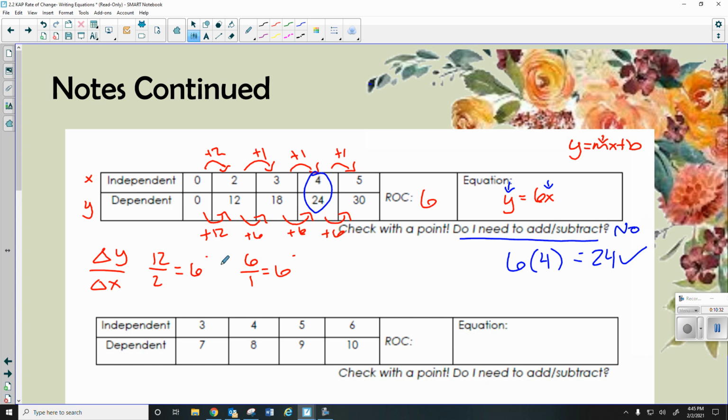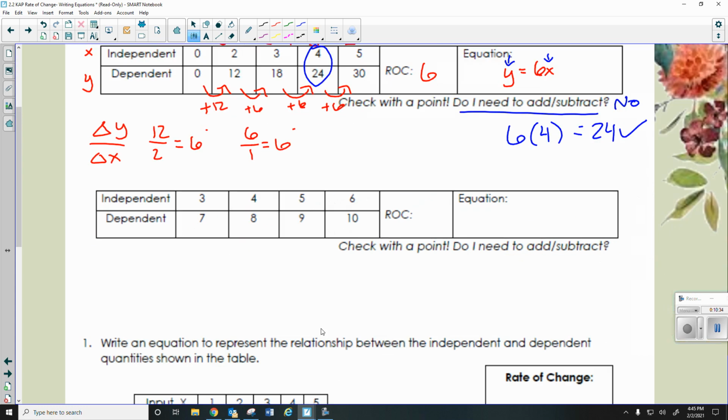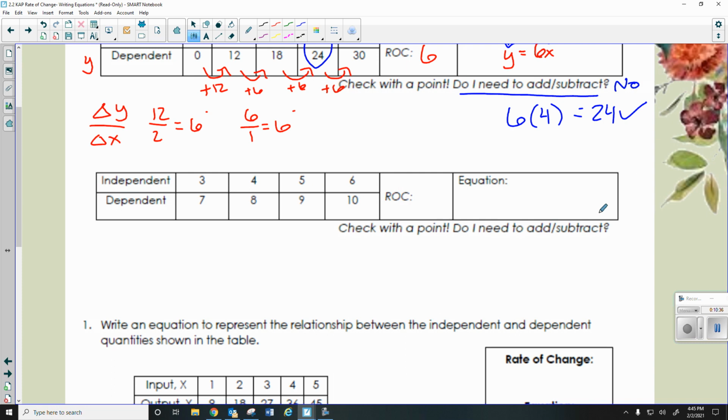Okay, so go ahead and try with that next one. Again, you want to make sure you check with your rate of change and plug a point back into that equation. Pause and then play when you're ready.